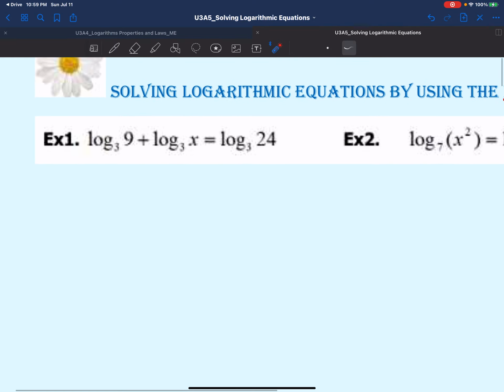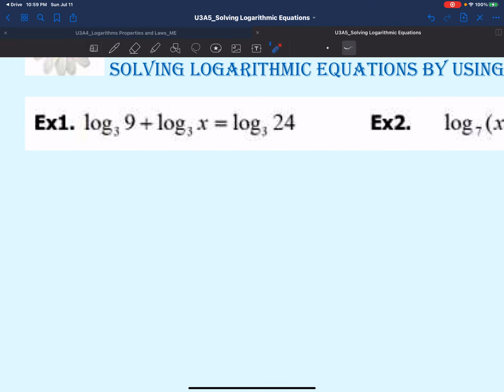Log with base 3 of 9 plus log with base 3 of x equals log with base 3 of 24. As you can see here, we have only log terms throughout the equation, and all the log terms have the same base, 3. Our variable, the one we are solving for, is x, and it appears in one term only. So what I would do in this case is keep log with base 3 of x to one side of the equation and bring the constants to the other.